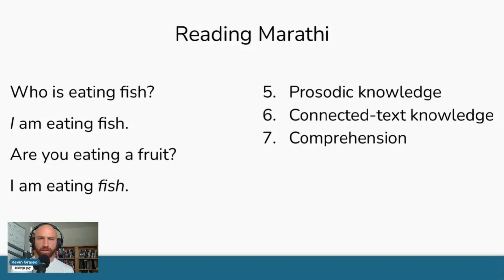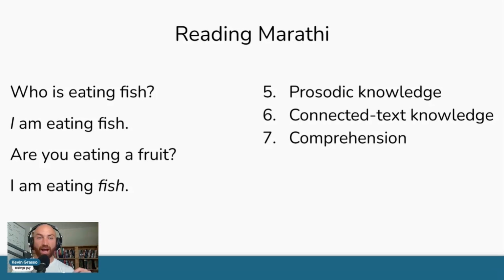Now, there are other things I would want to know in order to really comprehend what's going on with this sentence. For example, prosodic knowledge, right? "I am eating fish" is almost certainly, in the context of a text, the answer to at least an implicit question. So let's say the question in the text is, who is eating fish? I might say to that, "I am eating fish," versus the question being, are you eating a fruit? I would say, "I'm eating fish."